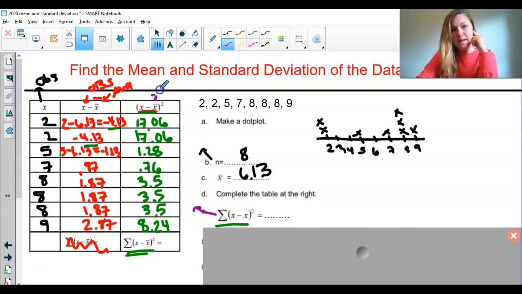What did this one mean? If we needed to write a little note to ourselves, we're taking the second column and we're squaring it to get the third column. So let's just kind of talk about it in case you need to write down extra notes for yourself.